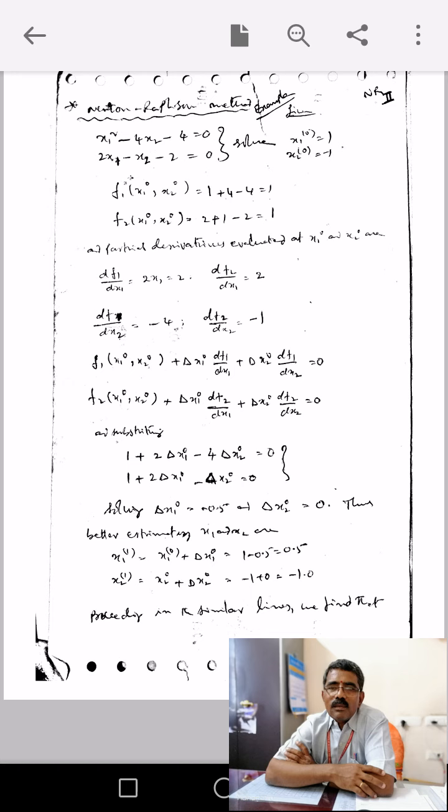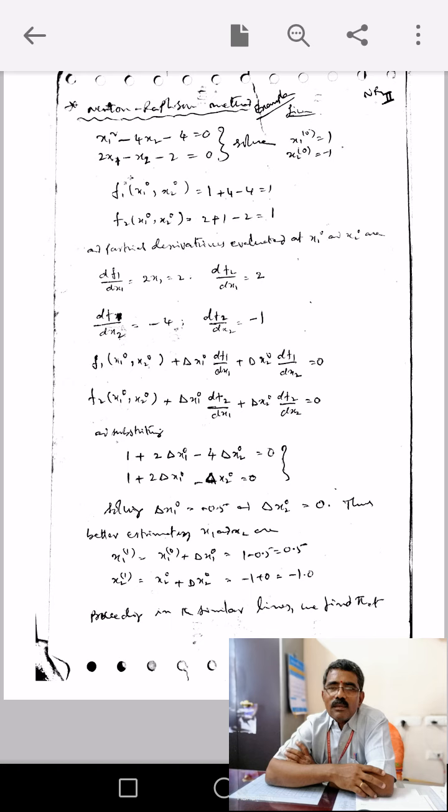Then ∂f2/∂x2. Likewise, ∂f1/∂x2. So you are having two equations. Each equation is to be differentiated with respect to x1 and with respect to x2. Okay, so ∂f1/∂x1, ∂f1/∂x2, ∂f2/∂x1, ∂f2/∂x2. These are the four values you get. Okay, so with these four values you need to again find what we call the updated values.